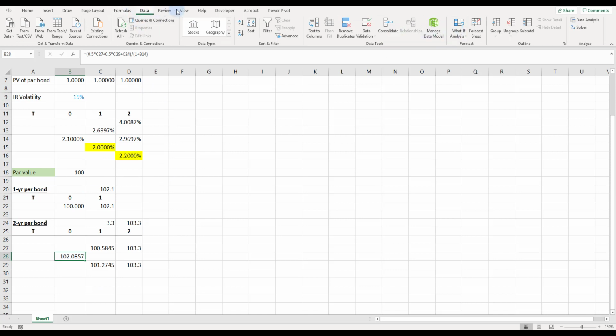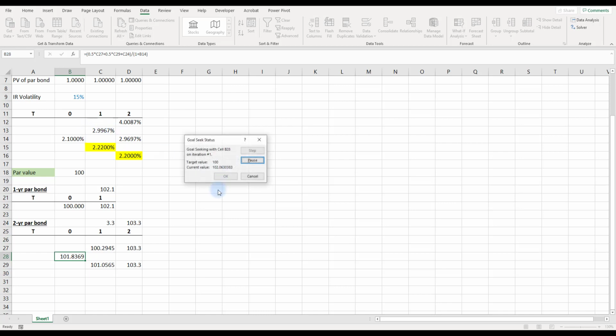If you click the data tab under the what-if analysis, there is a goal-seek function here. We'll set cell B28 to a value of 100, so that's the par value, which is our target here. And what do we need to change? I need to change the interest rate in the lower knot in period 1. By changing this, it will update the interest rate in the upper knot. So let's click OK.